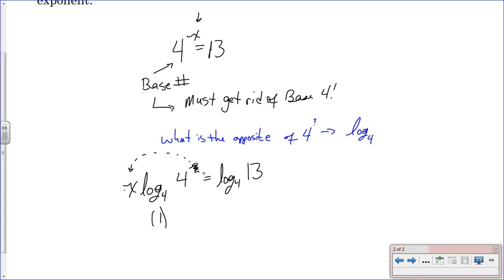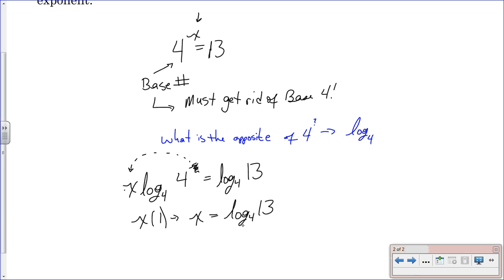Because if you do your spiral, 4 raised to what is 4? Well, the answer is 1. So x times log base 4 of 4 is simply x times 1, which is simply x, and that's going to equal the log base 4 of 13.